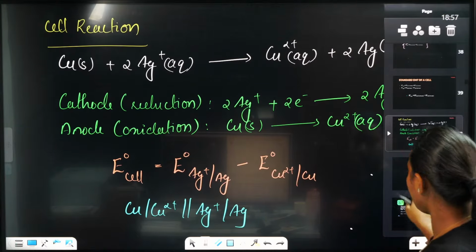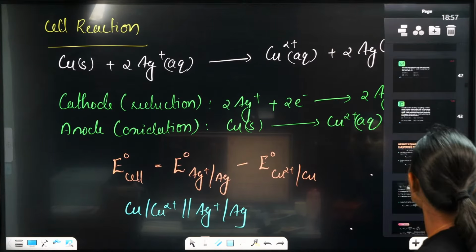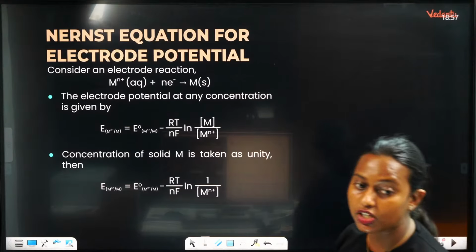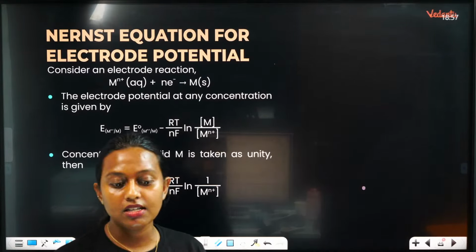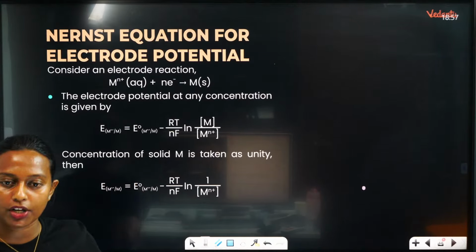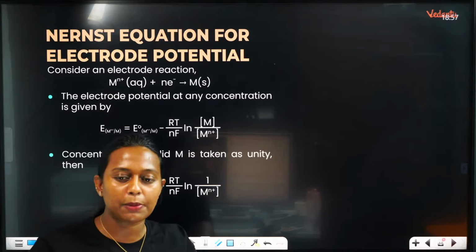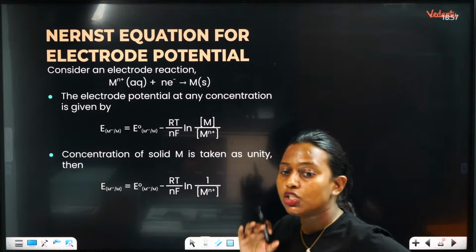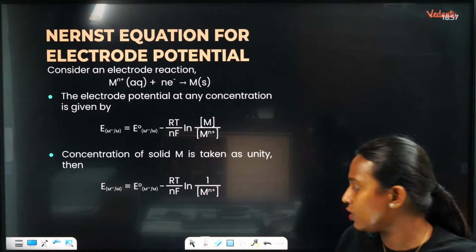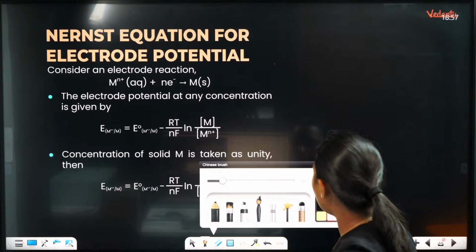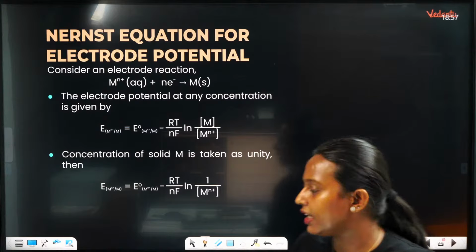Then we are moving to the Nernst equation. The Nernst equation is very important, guys. For the Nernst equation, the derivation steps are not needed, we just want the final answer. What is the final answer?